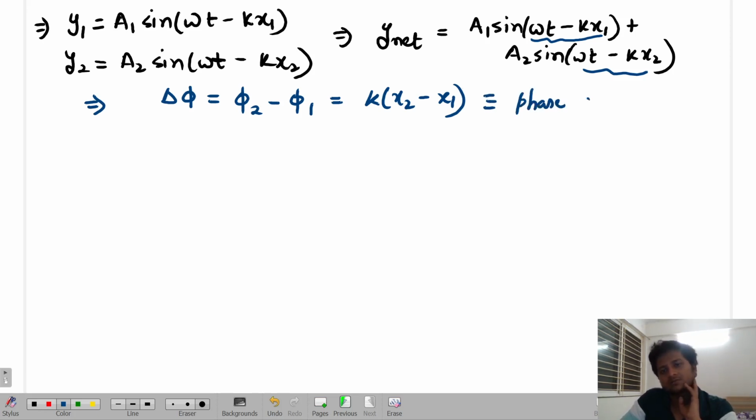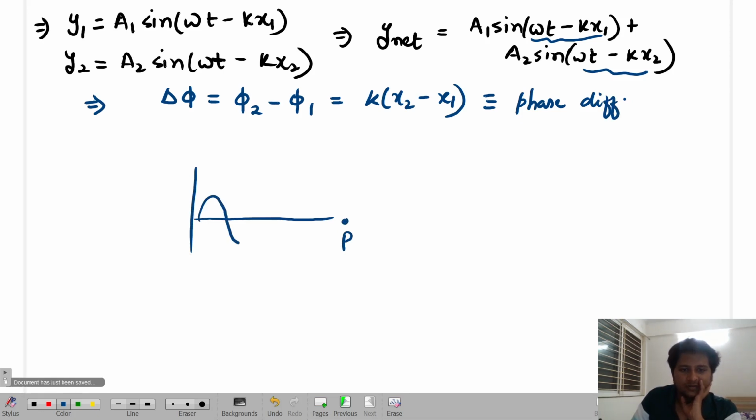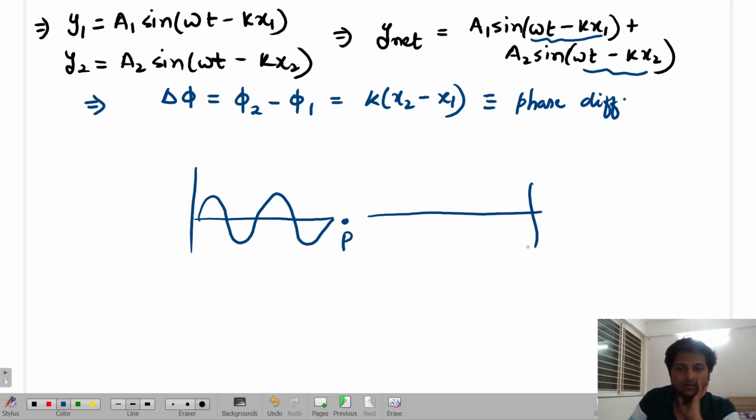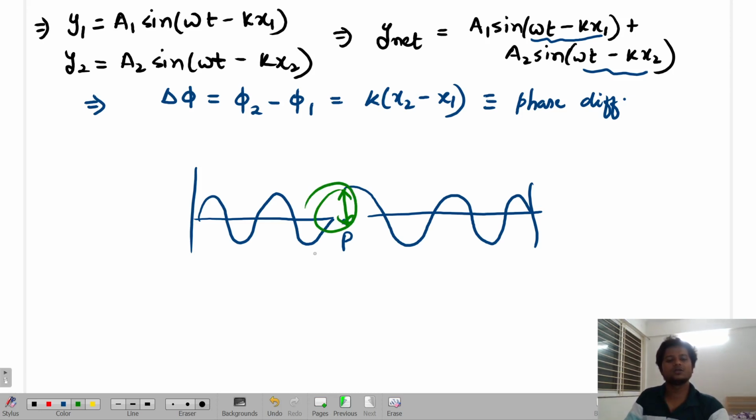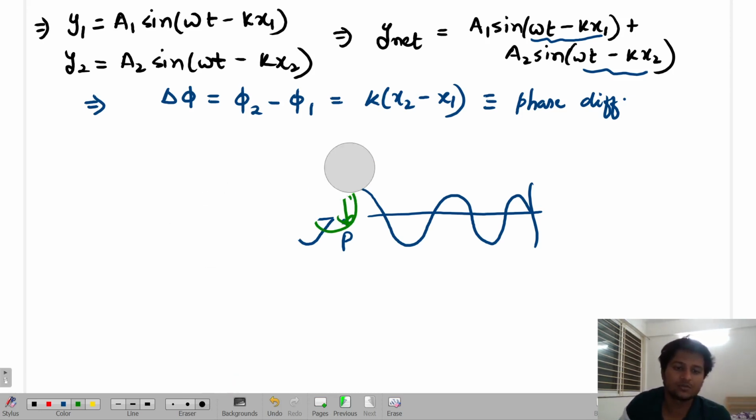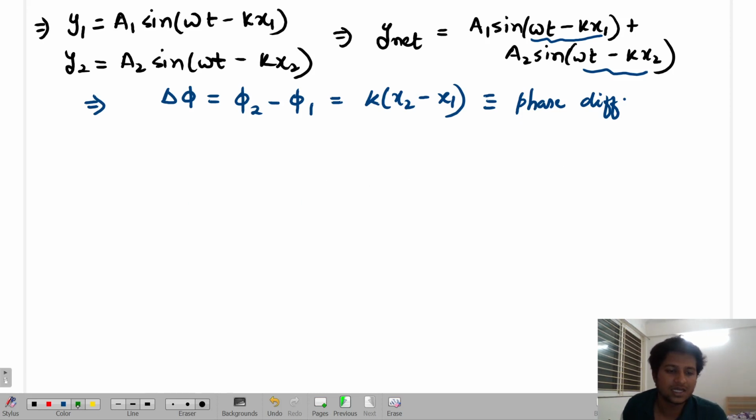What do we call this? Let's suppose this is point P, and one wave is appearing this way and another wave is coming this way. You see that you have a net phase difference of some angle over here. So this is called the phase difference, and that is exactly equal to k into x2 minus x1, while x2 minus x1 is called the path difference.